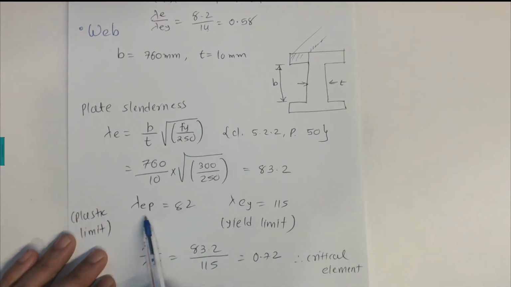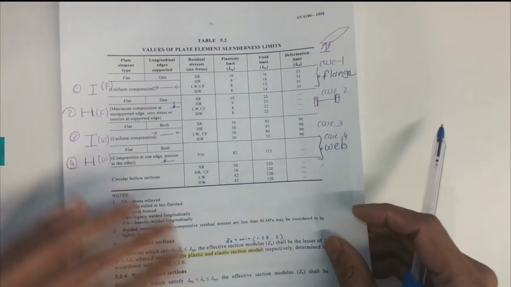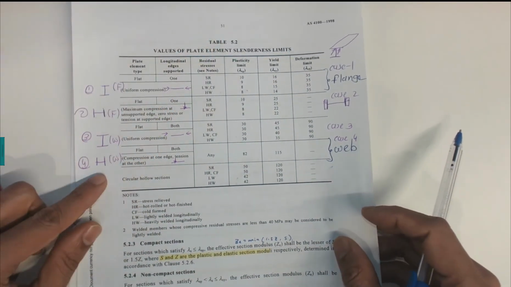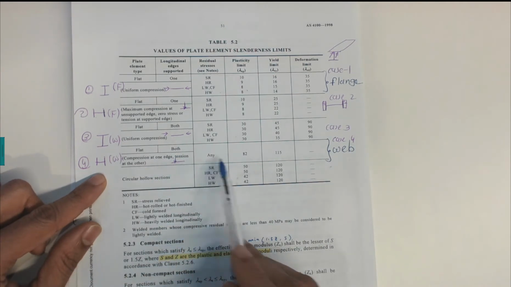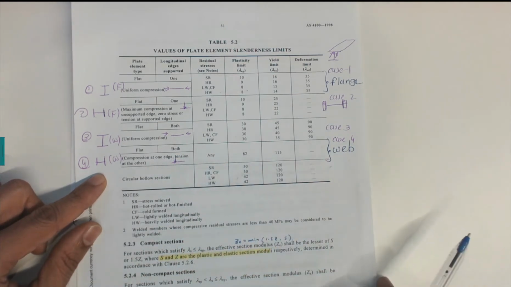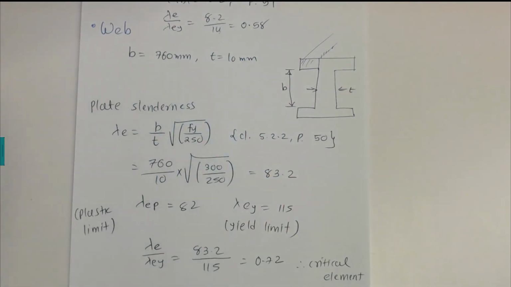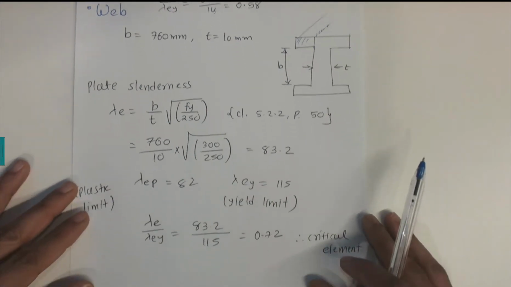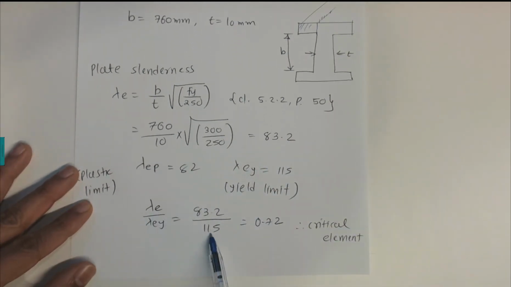Then you have again lambda EP and lambda EY values from Table 5.2 on page number 51. Now both edges are supported, and for the web section we have 82 and 115, the plastic limit and yield limit. We take the ratio lambda E, which is 83.2, and lambda EY is 115, that is given, equal to 0.72.